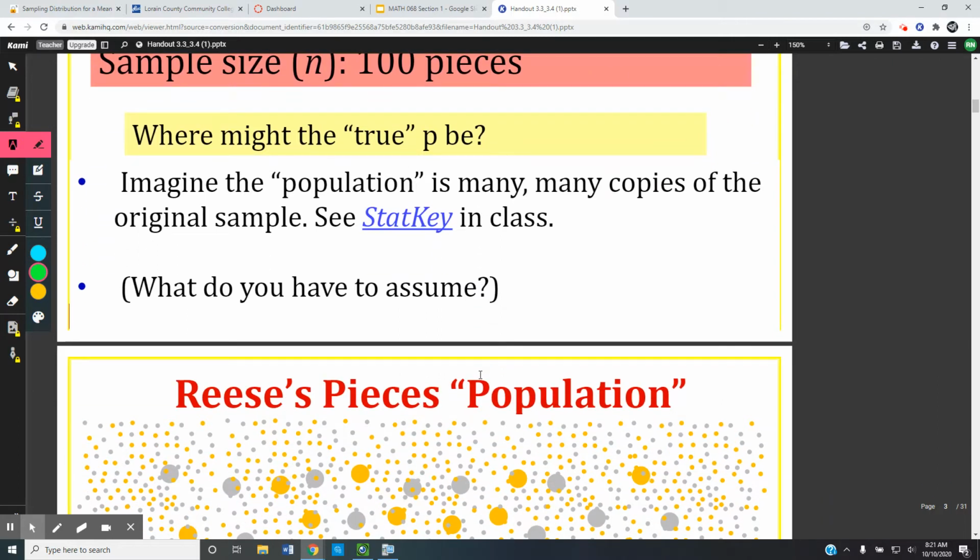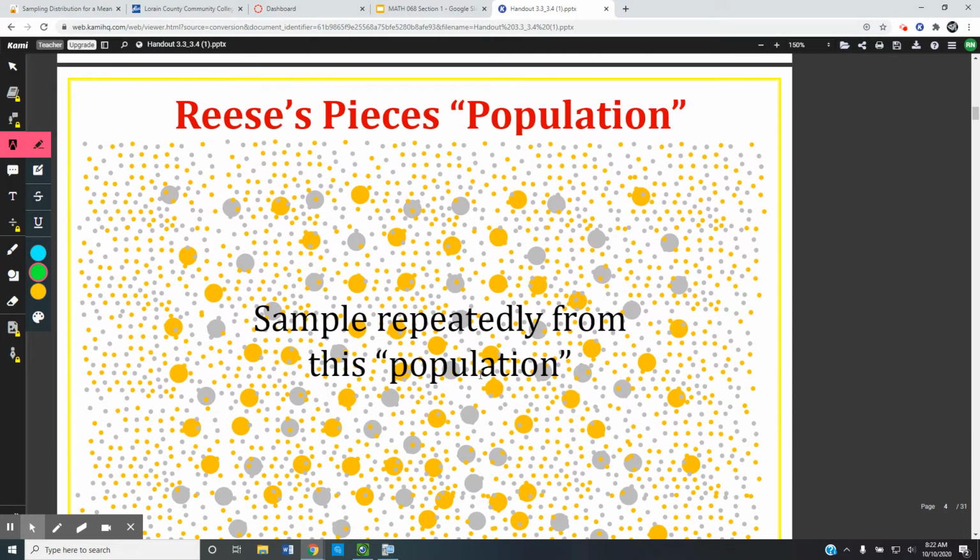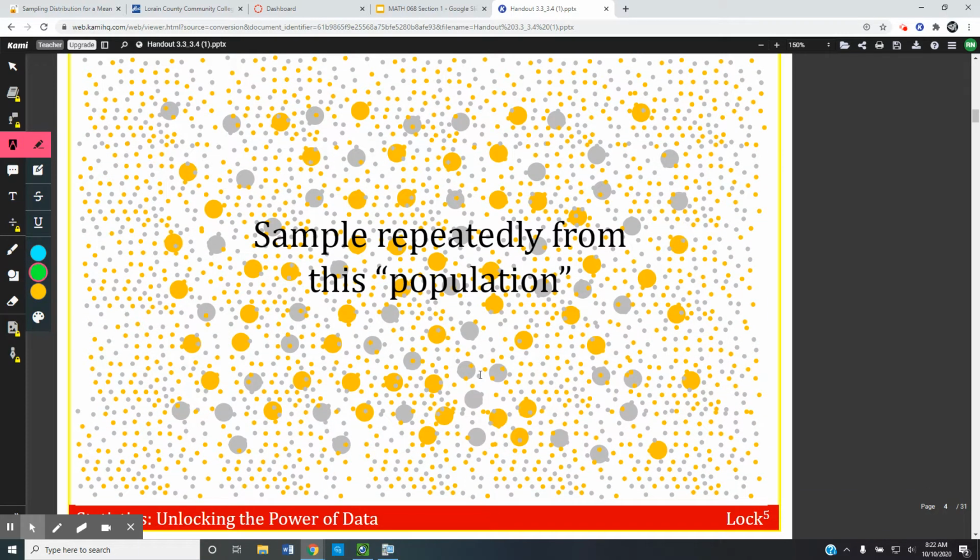So what we're looking to determine is where might the true proportion be for all of the population. And it says, imagine the population is many copies of the original sample. Okay, many copies of the original sample. So what do we mean by that?